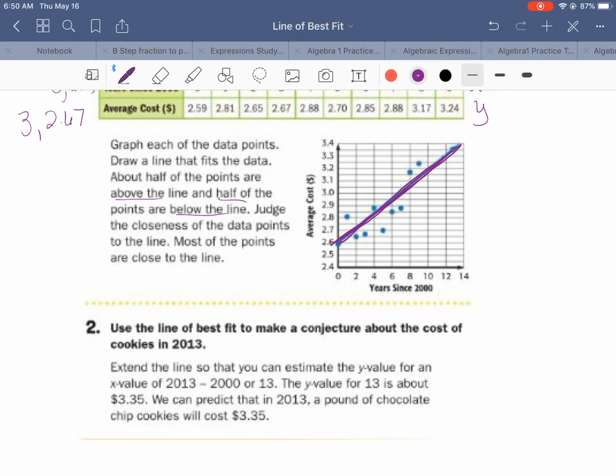Then it says use the line of best fit to make a conjecture or guess about the cost of cookies in 2013. So right here, years since 2000. We want to go out about 13, so that would be right about here. You draw this up to the point, and what do you think? It should be close to about 3.35 maybe? Let's see, yeah, 3.35 is about right. So that would be about 3.35.